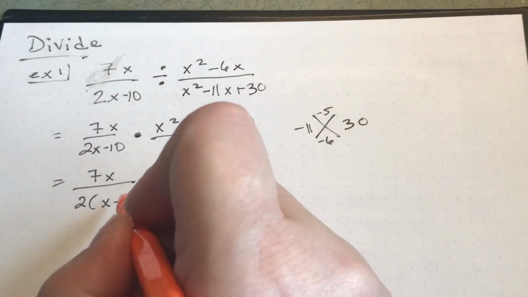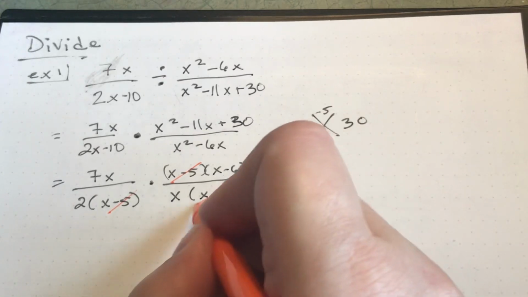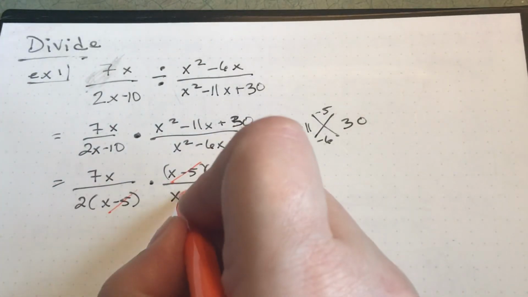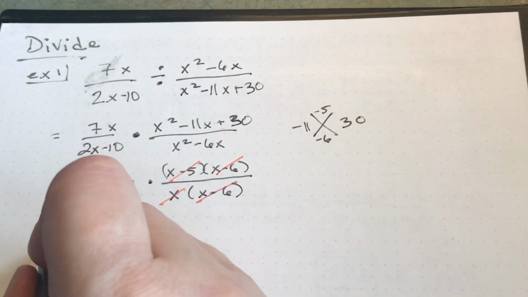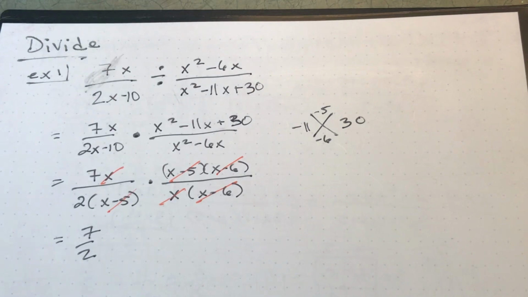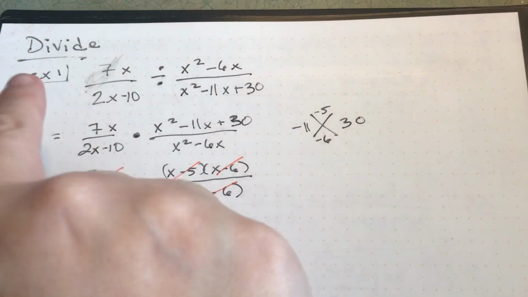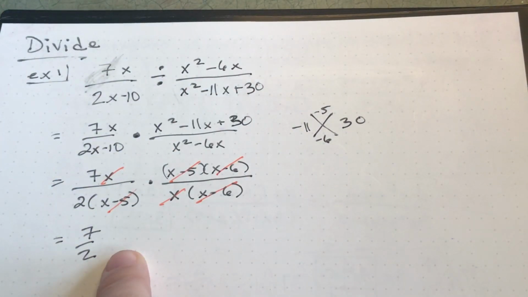So x minus 5 cancels, x minus 6 cancels, x cancels, and I am left with 7 halves. Oh, I love these. I find it so satisfying to take something so messy and get something so pretty and simple. Okay, and we are going to call that good.